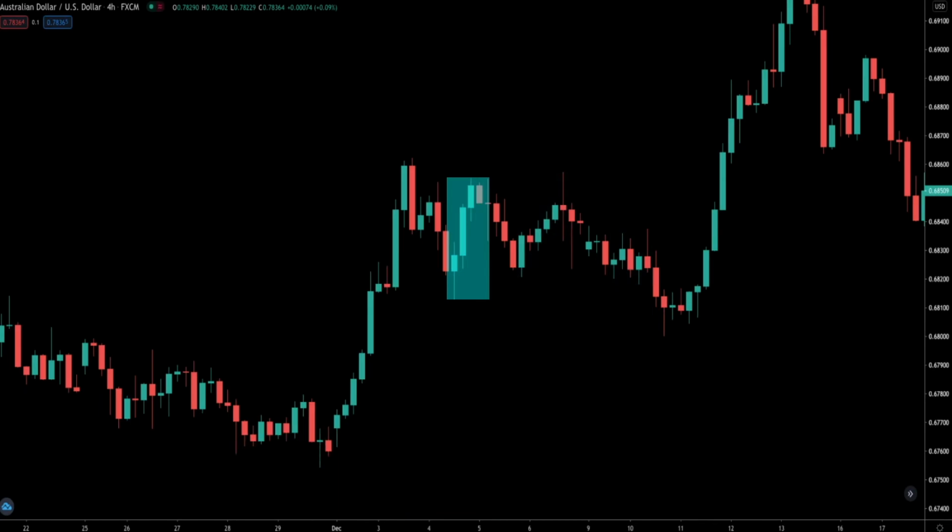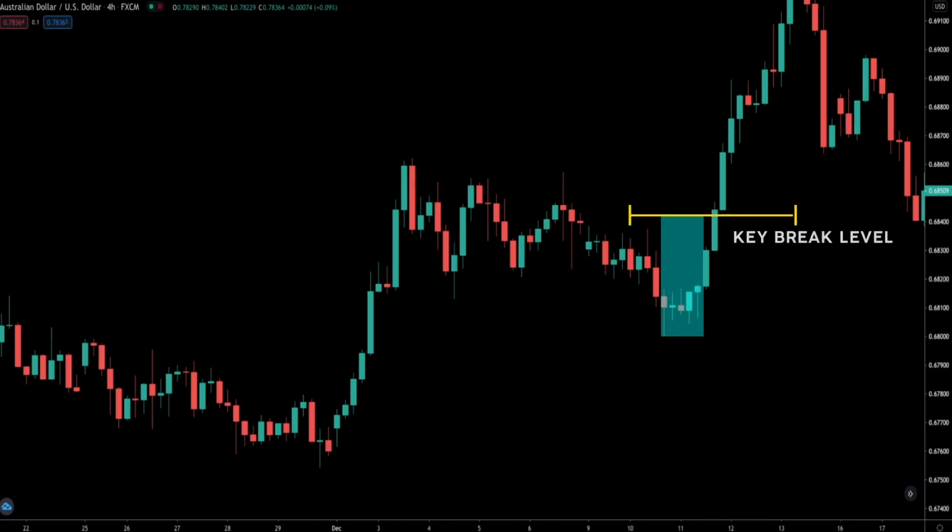Now as price drops, we shift the box that we drew down and down until price finally finds a low and starts rebounding. When price finally breaks above our key break level, we can conclude that the retracement is over.